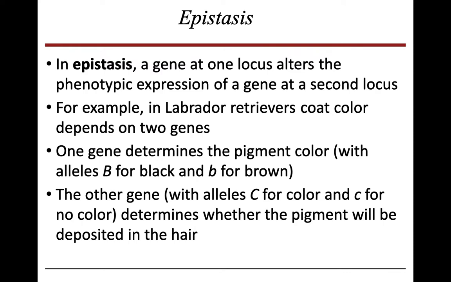And the other notion of multiple alleles is this idea of epistasis, where a gene at one locus changes the phenotypic expression of a gene at a second locus. And this is often because the first gene codes for a protein that is called a transcription factor, which may turn on or turn off the second gene by going to that chromosome and interacting with that gene.